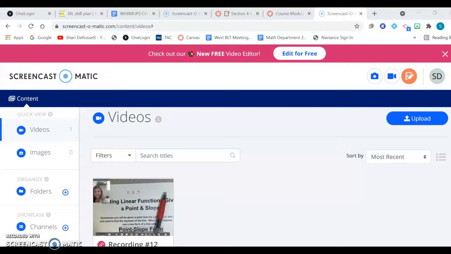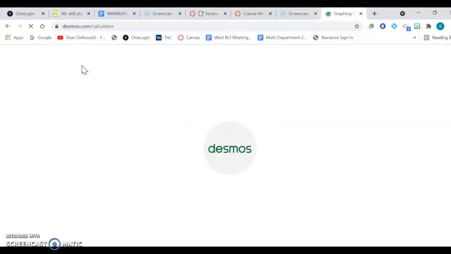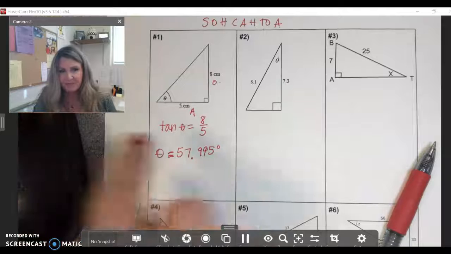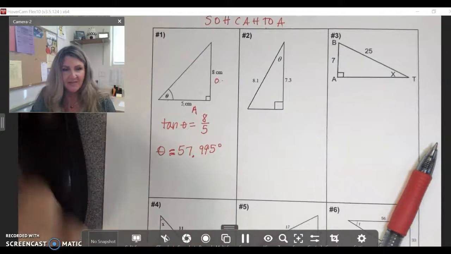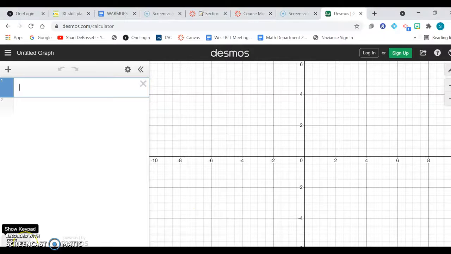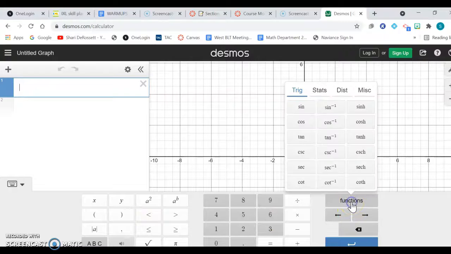Let me show you how to do this on Desmos. So if I go to Desmos, I want to do second tangent. I need to do second tan of 8 divided by 5. Looking at Desmos, I don't see anything for tangent or any of that. So I have to go here under this show keypad, and I don't see sine or cosine here, so I have to click on this functions, okay? And here it is, tan inverse.